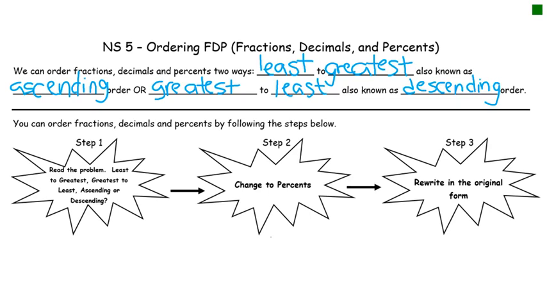Step 2 is you want to change everything to percents. It's just the easiest way to make sure that you are comparing the same thing. And percents are easiest to order because you don't have to worry about place value or common denominators. And then step 3, after you've changed them to percents and figured out which order they go in, you need to write them in the original form.